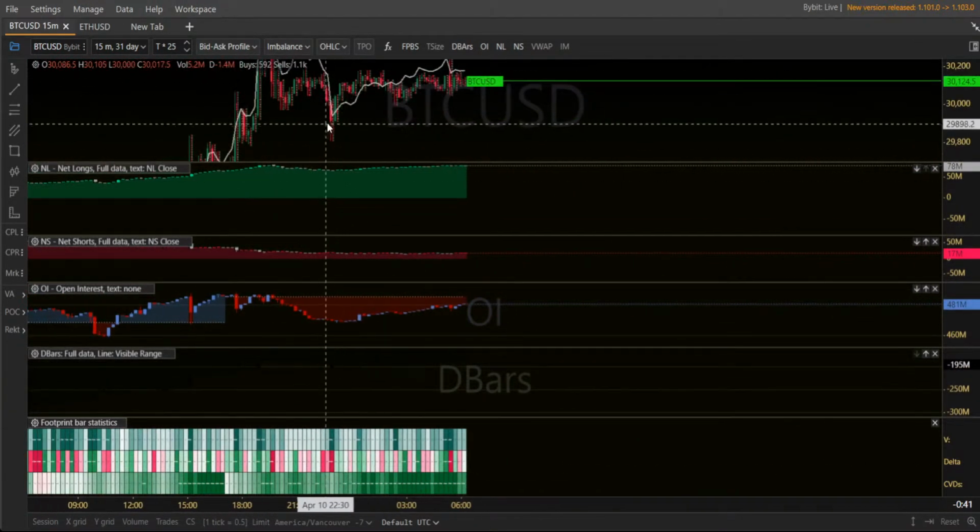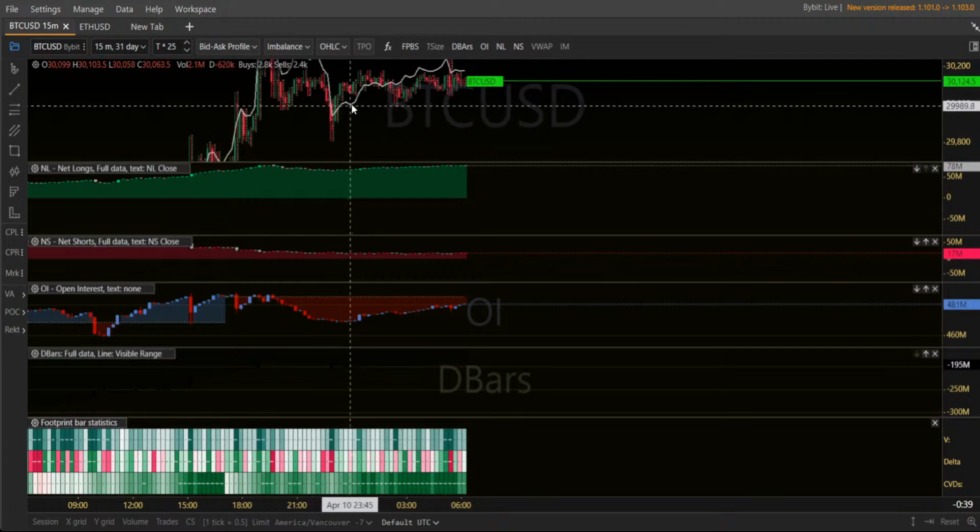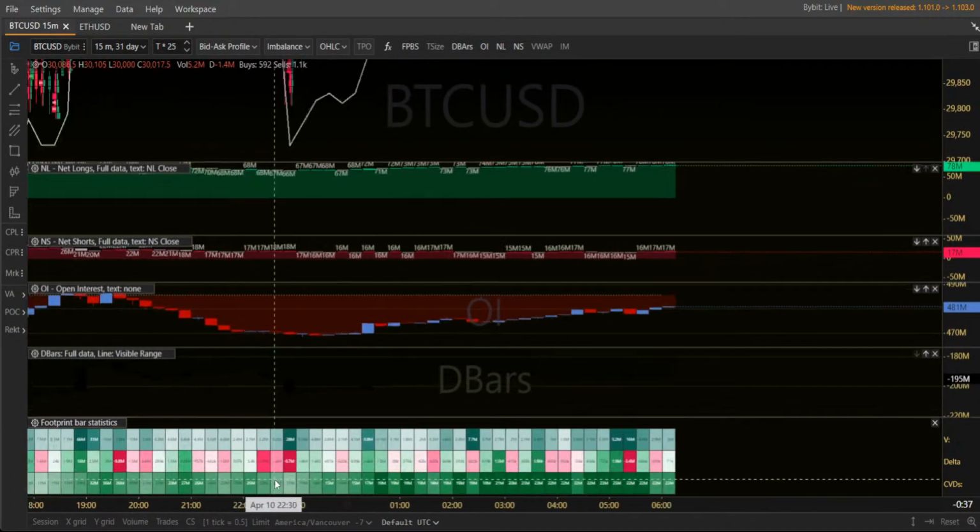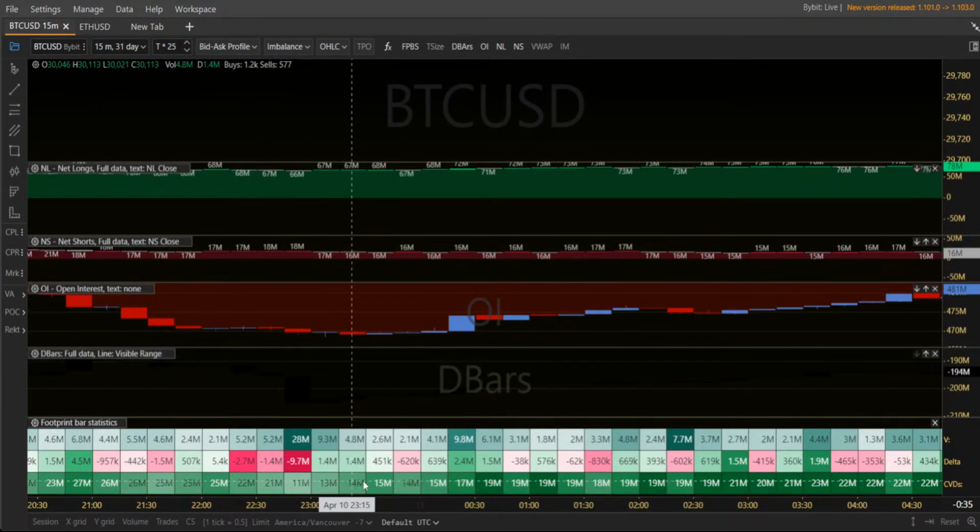So we can see since we made this low last night, CVD is increasing. You see the same thing here. It's just not in the form of a line graph. You just see CVD increasing.